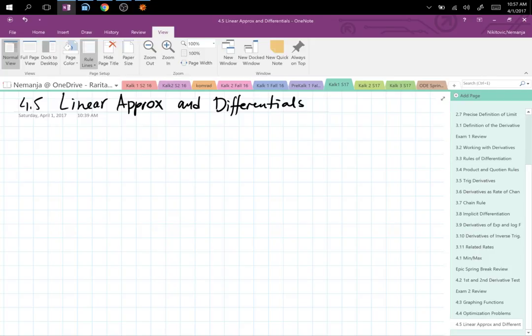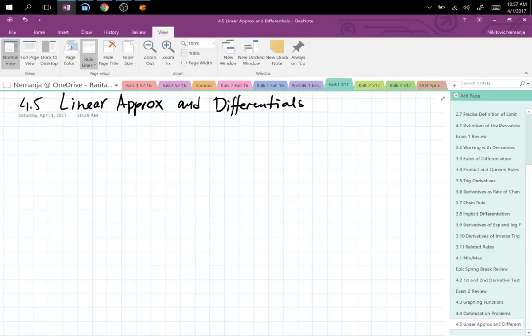Welcome to Calculus 1, the second part of the class where we talk about linear approximation and differentials. So this section is one of the sections that honors the ancestors, I guess, because I would say that this really lost its bang today because of all the software we have: Mathematica, MATLAB, Maple, and so on.